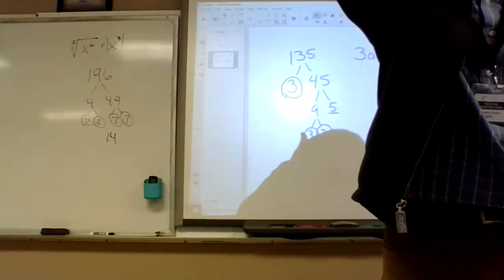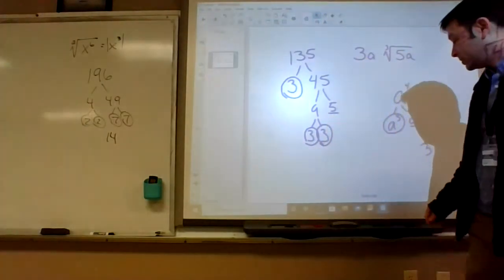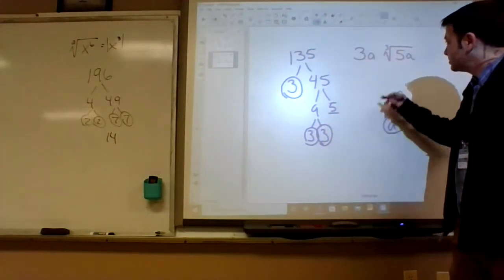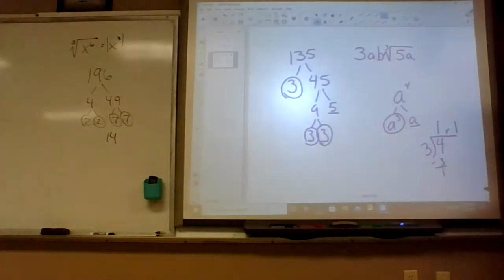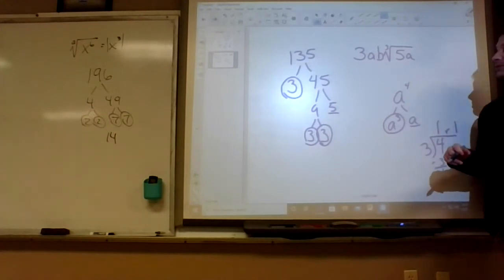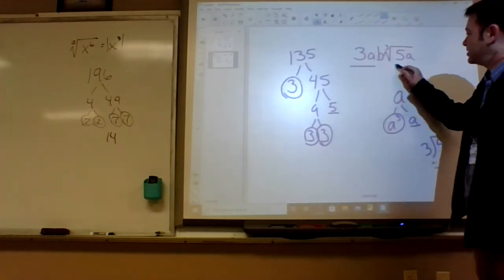Okay. Wait, that had a b also. What's the cube root of b to the 3rd? B. So the cube root of b to the 3rd is b. What do I put on the inside? Nothing, right? There are no leftovers. So there it is.